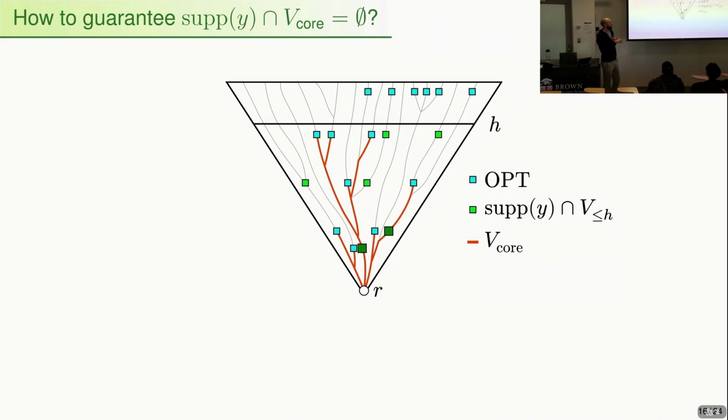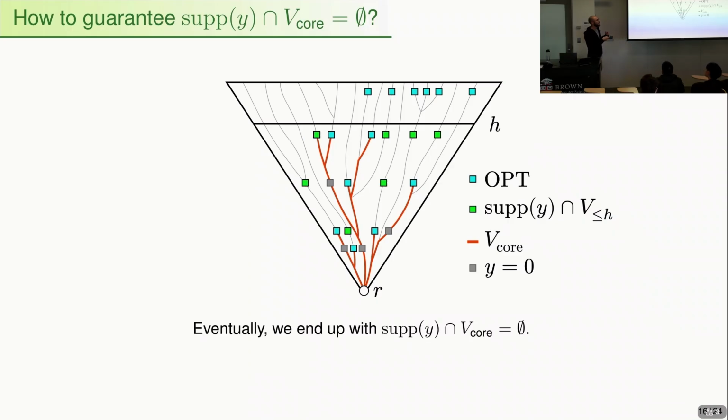What we do in this first version is very, very simple. We guess all the vertices which are in the core, and for those we add the constraint to our LP that they should be 0. Then we resolve and get this solution. Again, here we have two vertices which are in the core set, and for those we also add the constraint that they should be 0. We just iterate this until eventually we end up with a solution where the intersection with the core is empty.